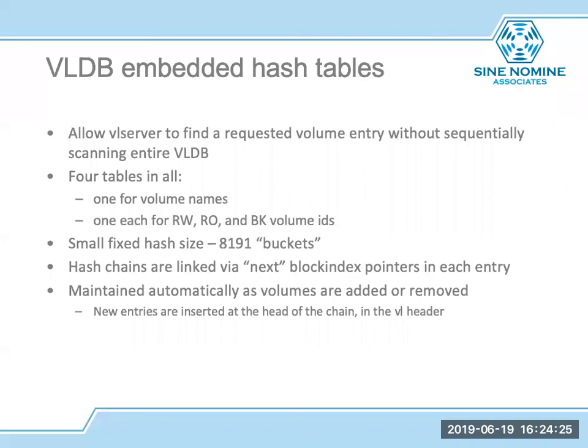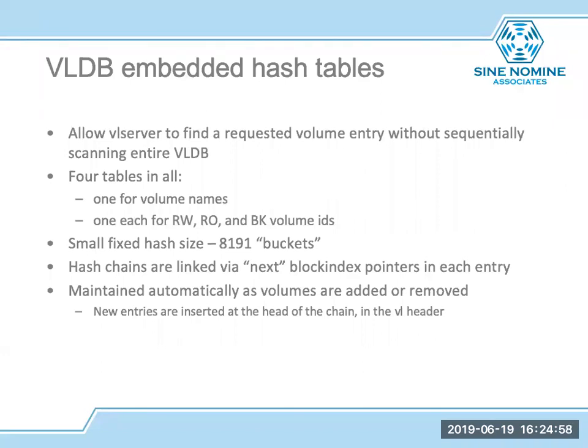Okay, I talked about the small number of buckets. 8,191 buckets should be enough for anyone, right? But this was designed 20, 30 years ago for relatively small sites. Nobody ever thought that I'd have 10,000 or 20,000, 50,000 volumes in my cell, let alone millions. And so this hash table, which is embedded and the size can't be changed without changing the VLDB format, is the bottleneck. It's not scalable for very large numbers of volumes.